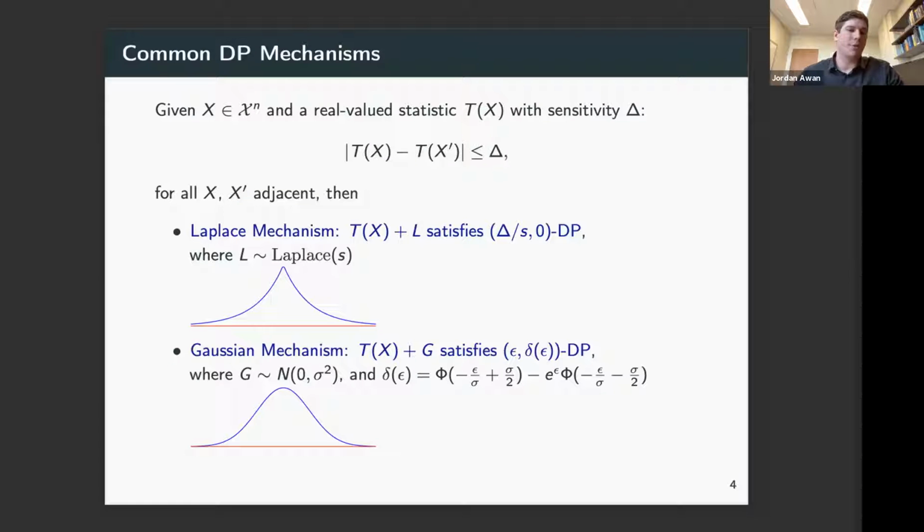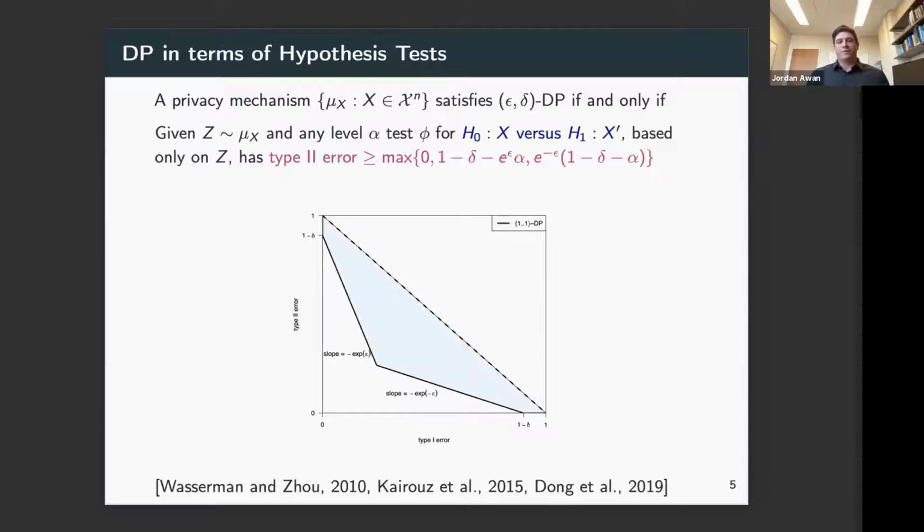Two of the most common and the oldest ones are the Laplace mechanism. This is this double exponential shape, and this can give us epsilon, 0 DP, called pure differential privacy. And another very common choice is the Gaussian mechanism, which gives epsilon, delta. Okay, so we've got an idea of some types of mechanisms. Let's go back to our notion of differential privacy.